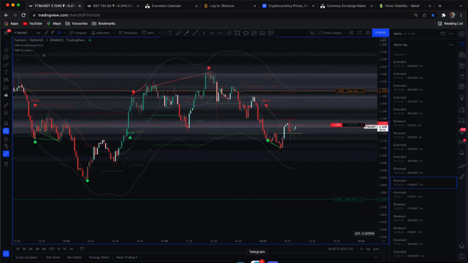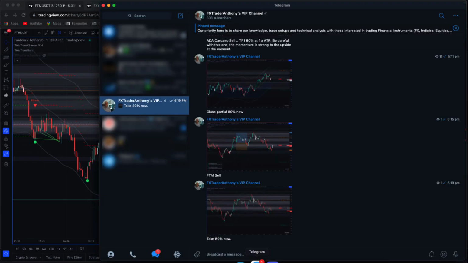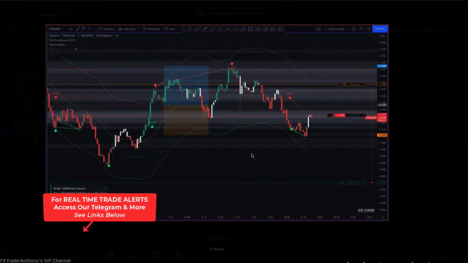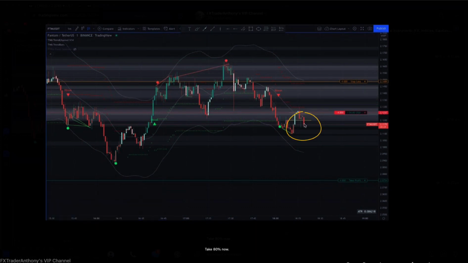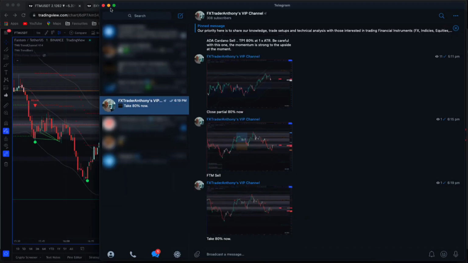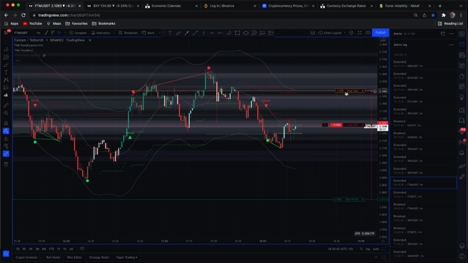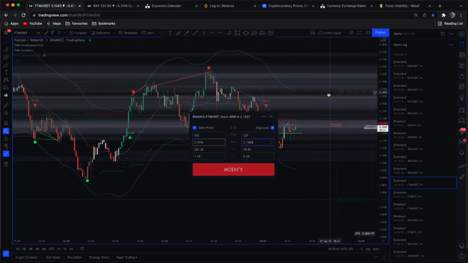I've just posted this into my group. This was the signal over here to short, and then this one was take 80%, especially when it wicked down to here. Close 80%, and then we will trail. So we pull our stop loss down, and we can follow it. But if you want to stay out of the way, you can leave your stop loss above these dots.